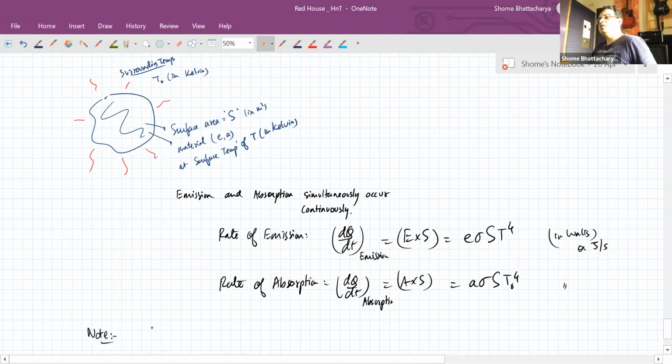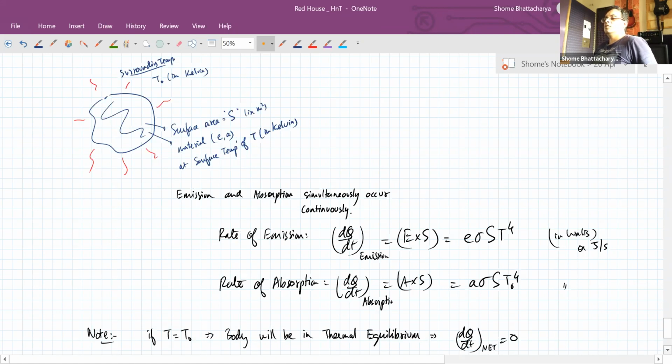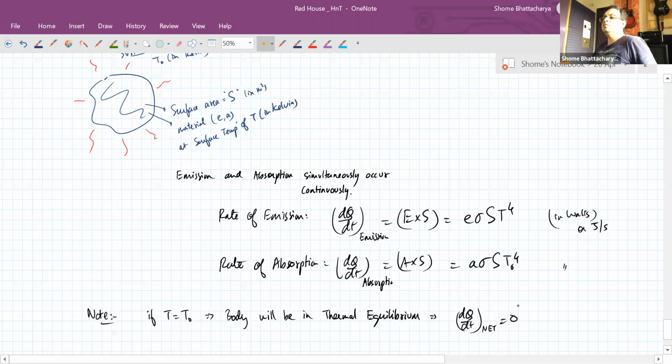So if the temperature of the surface is identical to the temperature of the surrounding, it implies that the body will be in thermal equilibrium with its surrounding. That further means that the net heat exchange should be 0. Now the net heat exchange is nothing but the rate of absorption minus the rate of emission.